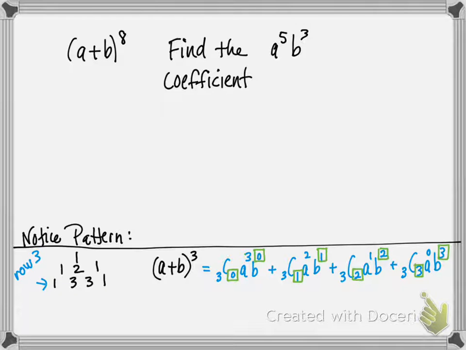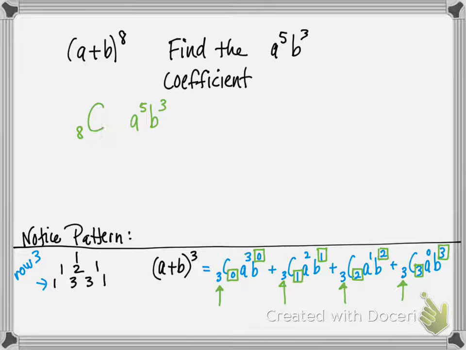So this number here always represents your row or the exponent. So the exponent here is 8. So in Pascal's triangle, we would be at row 8. So this is 8 choose, and I'm going to fill in this right here. A to the 5th, b to the 3rd. So I need to figure out what number goes right here.